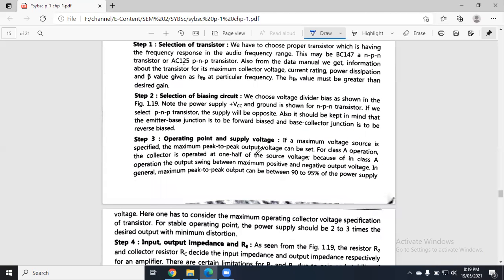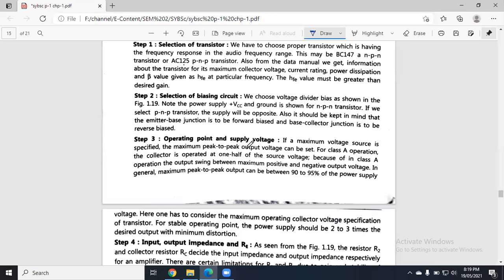The next step is the operating point and supply voltage. If a maximum voltage source is specified, the maximum peak to peak output voltage can be set. Suppose the maximum voltage given to us is 5 volts. That 5 volts is going to be a peak to peak voltage. What is peak to peak? Positive peak to negative peak. That entire voltage is nothing but the maximum output, the maximum supply voltage.